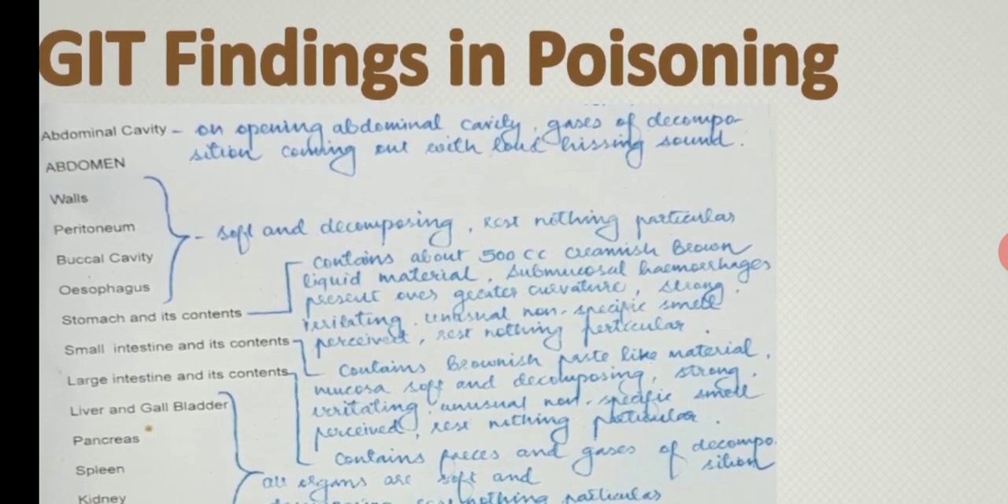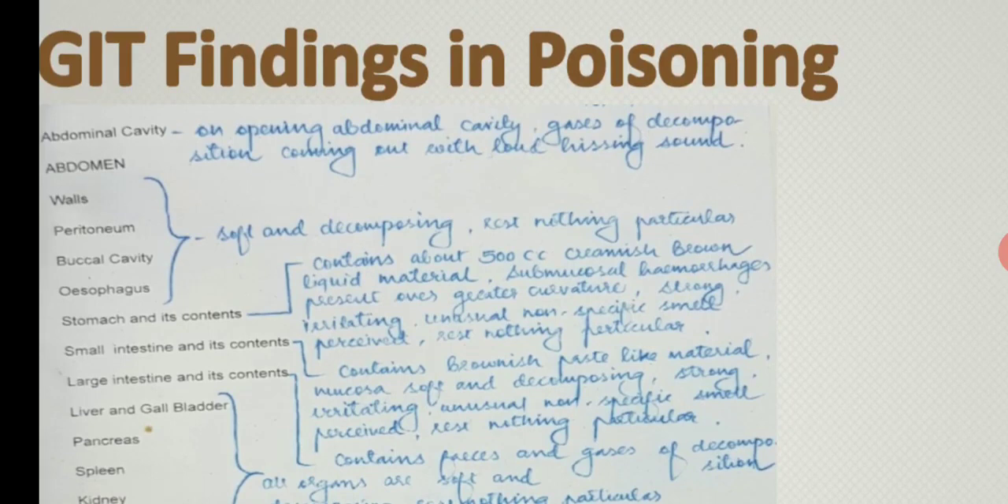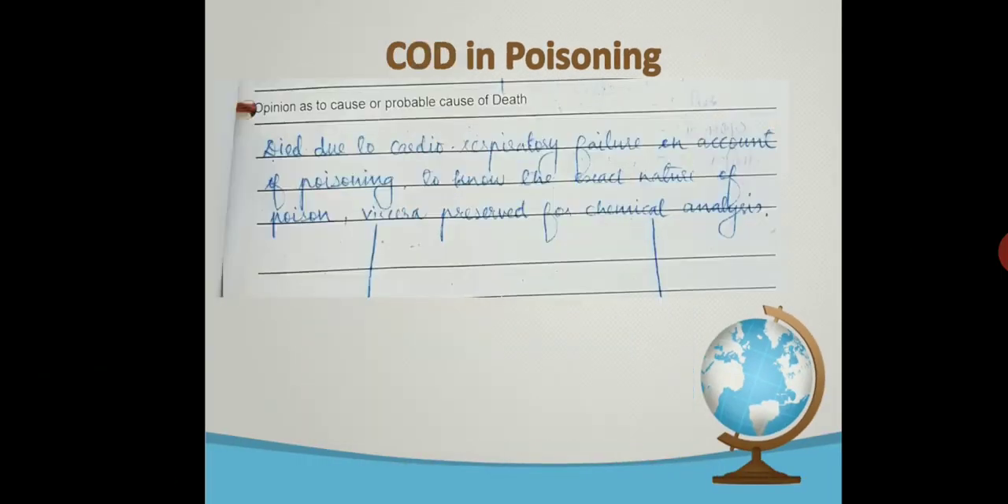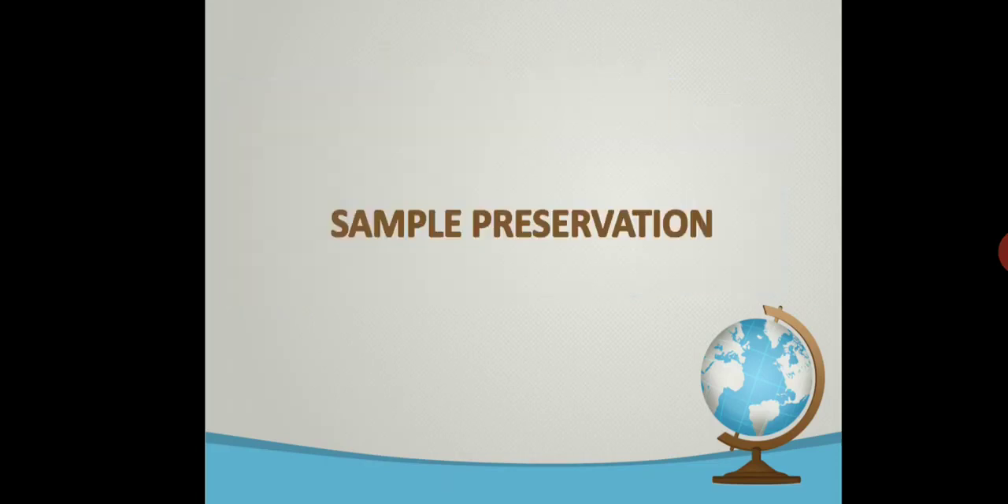In the stomach, it contains about 5 cc creamish brown liquid material, submucosal hemorrhage present over the greater curvature. Smelling is the irritant, unusual and non-specific. Okay, rest nothing particular. So you have to mention all the effects due to any weapons, due to any drugs, due to any substance in the compilation of the postmortem reports. Okay, this is how the cause of death is given.